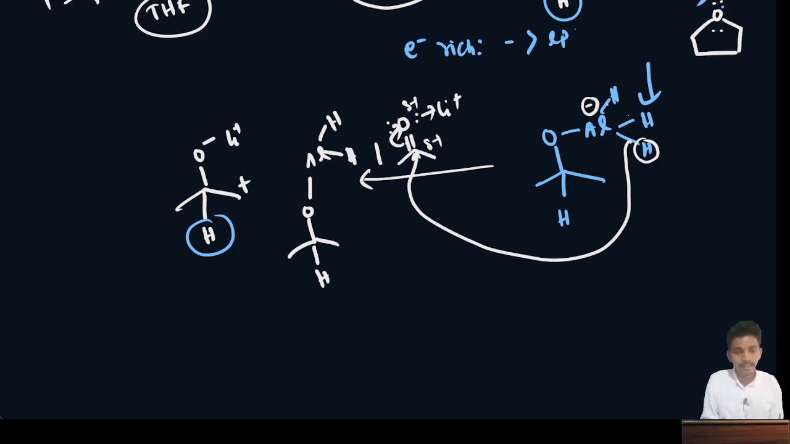So this again has three bonds. If it has three bonds, it again becomes an electron-deficient group, and this electron deficiency is fulfilled by the solvent, so the solvent comes again.